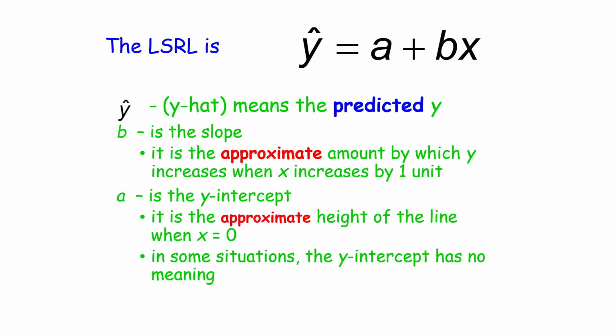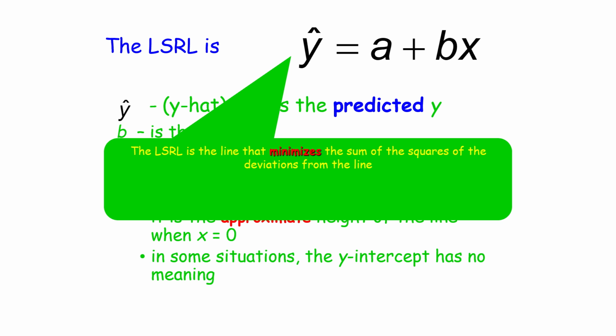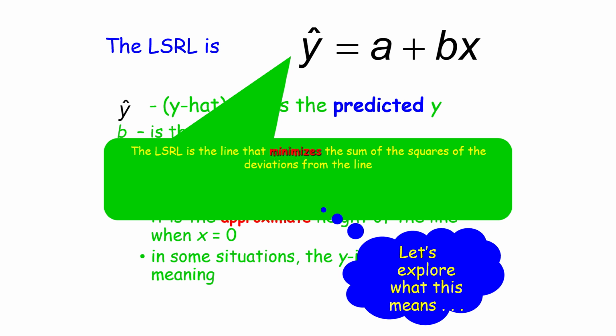Now, the equation for finding the slope of our LSRL is this equation right here. So we'll be summing the deviations of x times the deviation of y divided by the sum of the deviations of x squared. Now, the intercept of the LSRL is a equals y bar minus b times x bar. The LSRL is the line that minimizes the sum of the squares of the deviations from the line. Let's explore what this means.